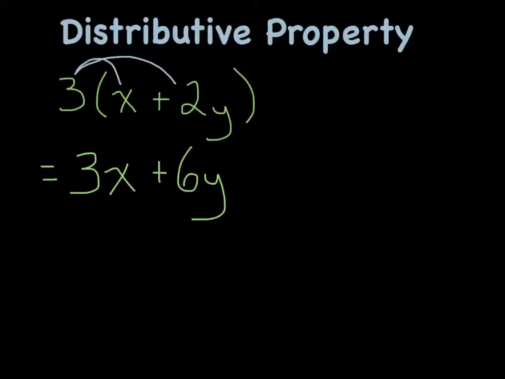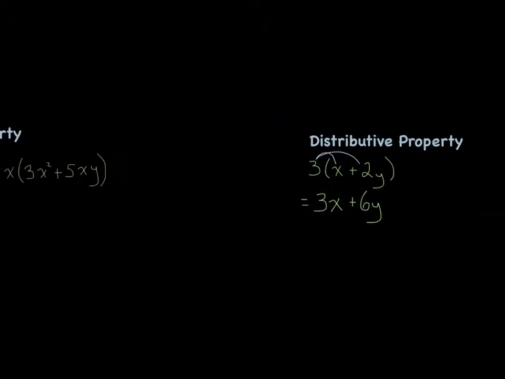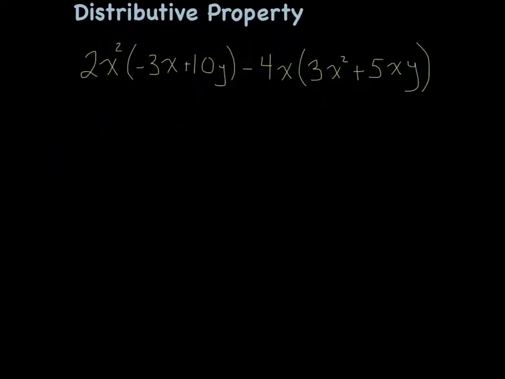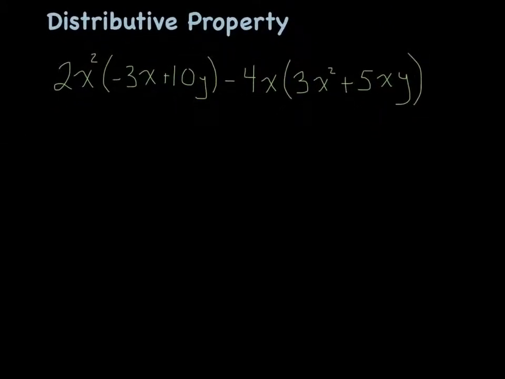Now if we look at an example that's a little more complicated, maybe something like this, we're going to do the exact same thing. Same rules apply here. So we're going to start off, we're going to multiply everything in the first set of brackets by the entire term that sits out in front. So we're going to have 2x squared. We're going to multiply it by our minus 3x.